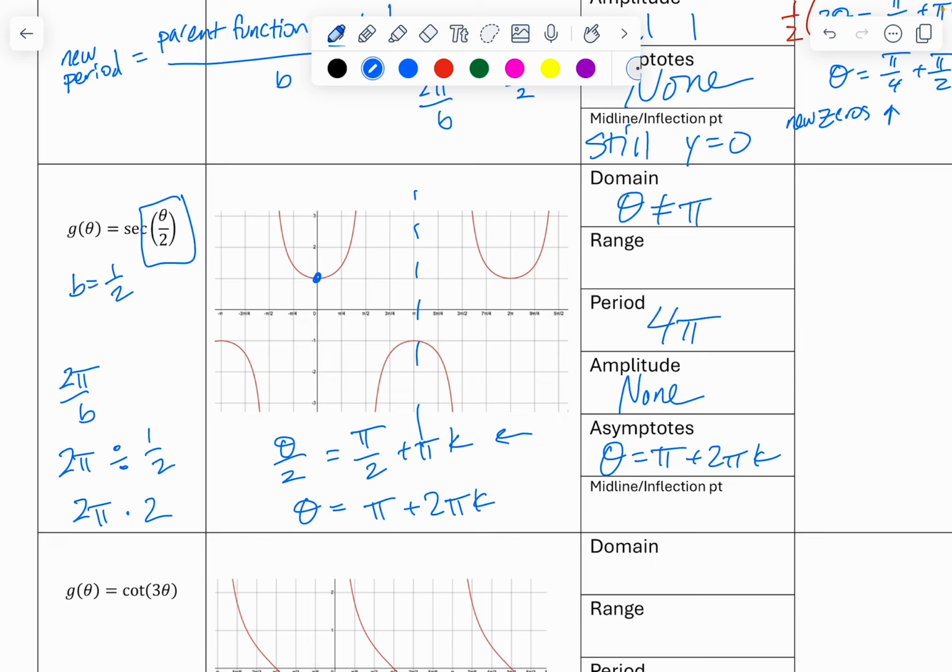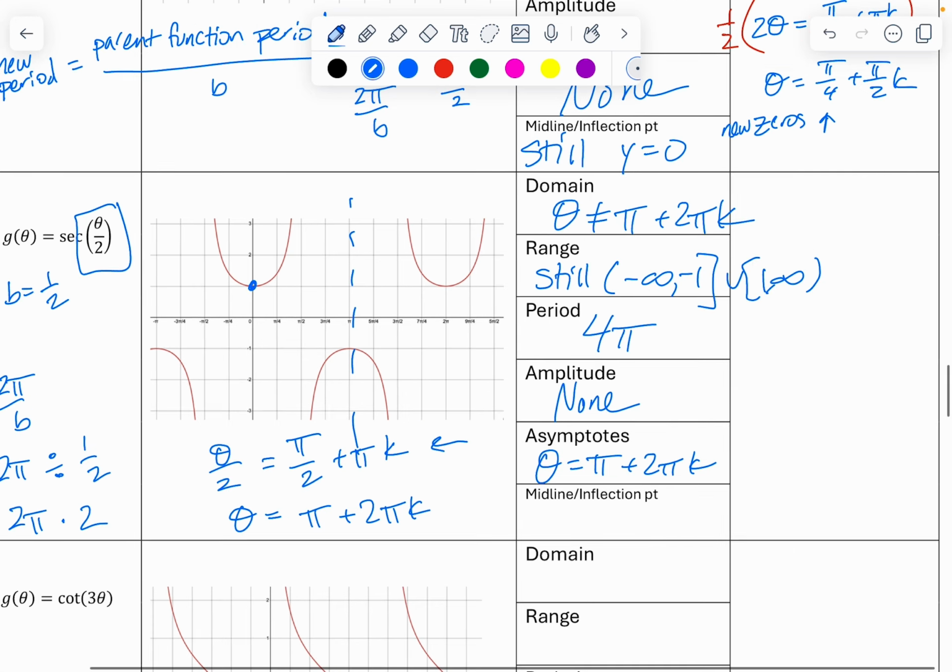We talked before about how I'm not writing it properly, so go back and watch that video. My range did not change. It's still negative infinity to negative 1, picking up again from 1 to infinity. That looks funny, but there you go.